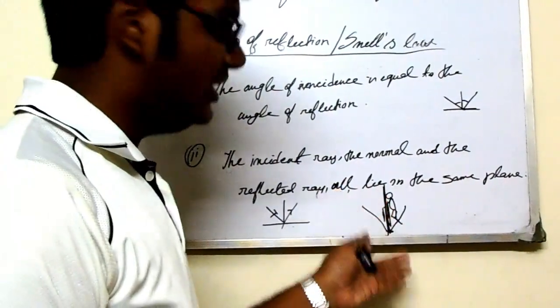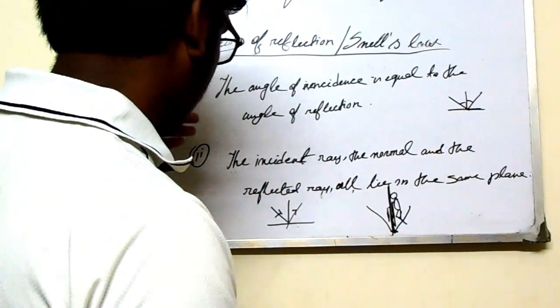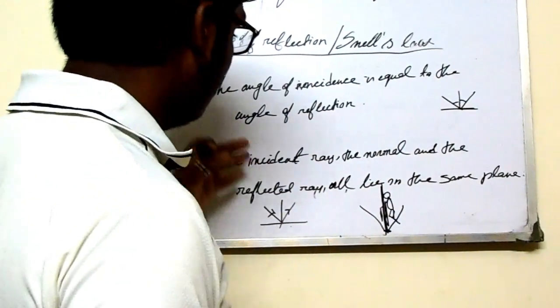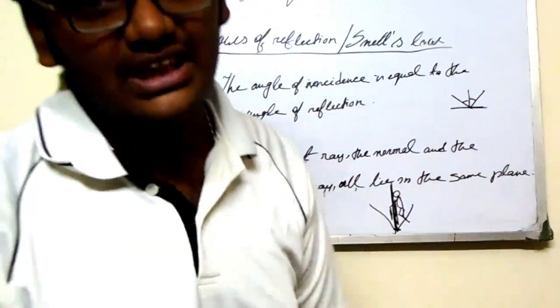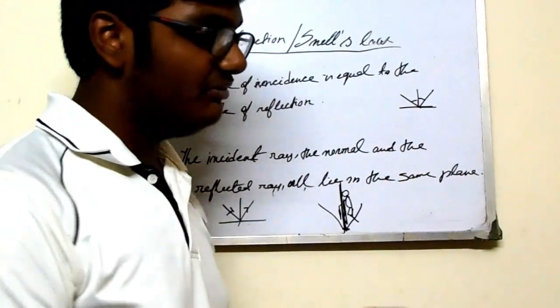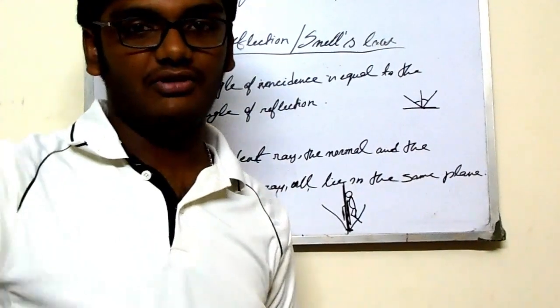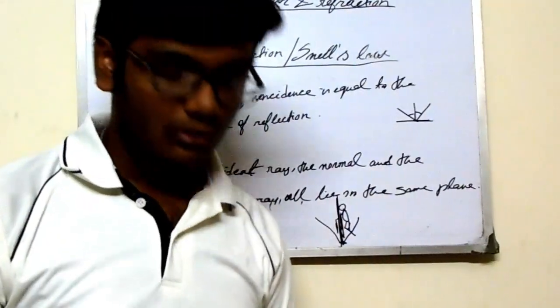So it is the thing stated in the second law of reflection: the incident ray, the normal and the reflected ray all lie on the same plane. Neither is it getting reflected any other way. It is going straight. Okay.